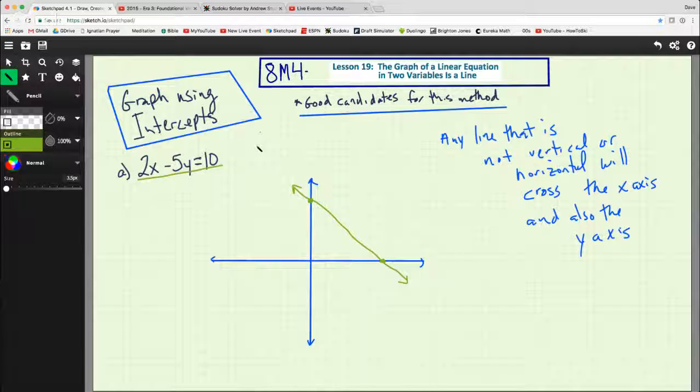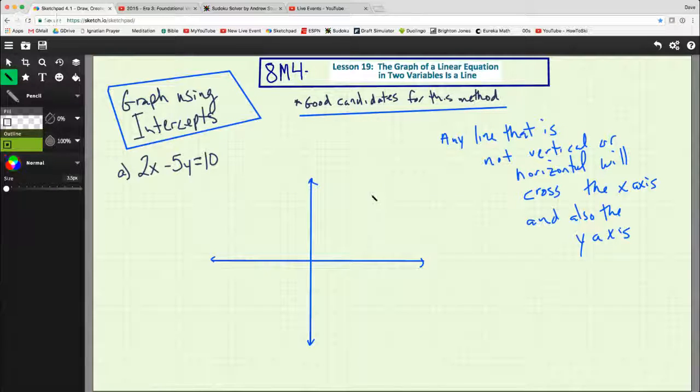So let's look at this guy. The question is how to find the x and y intercept. Again, this is called the y-intercept because this is where the line crosses the y-axis, and this is called the x-intercept because it's where the line crosses the x-axis. Okay, let's get rid of these words, and let's see if we can find these x and y intercepts.